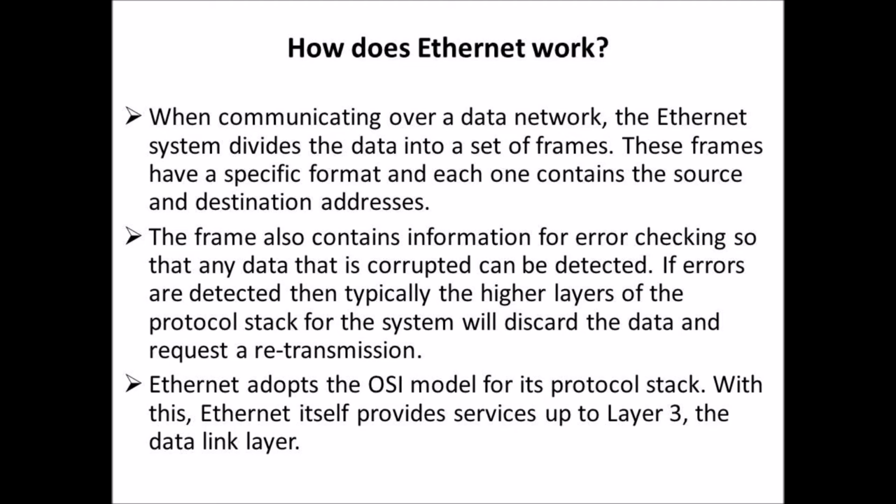The frame also contains information for error checking so that any data that is corrupted can be detected. If errors are detected, then typically the higher layers of the protocol stack for the system will discard the data and request a retransmission. Ethernet adopts the OSI model for its protocol stack. With this, Ethernet itself provides services up to layer 2, the data link layer.